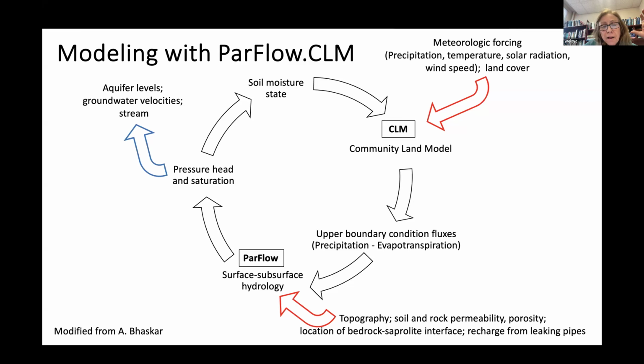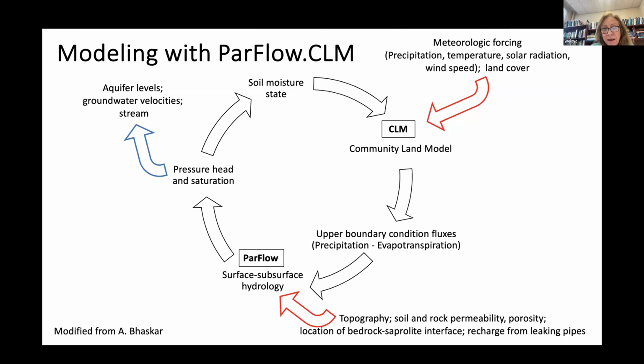Of course, from these variables, you can generate the soil moisture state, if that's of interest to you, and that will feed back into the community land model as the state of the soil that of course is going to affect evapotranspiration. The outputs that we're interested in for post-processing from pressure head and saturation are aquifer levels, depths of groundwater, groundwater velocities, which we can use for other kinds of calculations, and this should say stream flow. The word got cut off somehow. So stream flow, the volumetric flow rate in the stream, is one of the outputs we can post-process from this model. So that's the modeling basis.